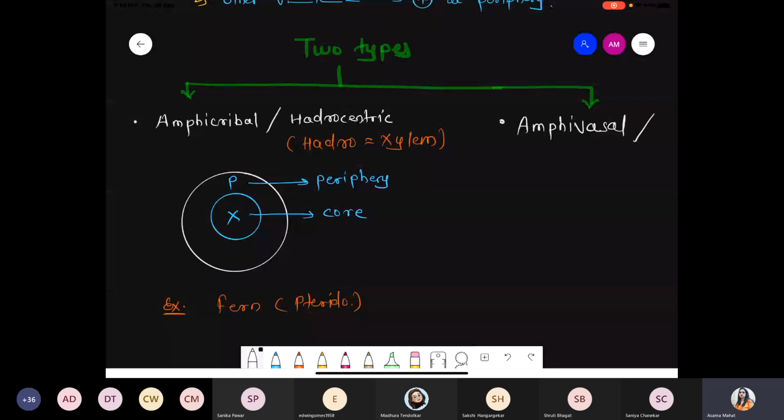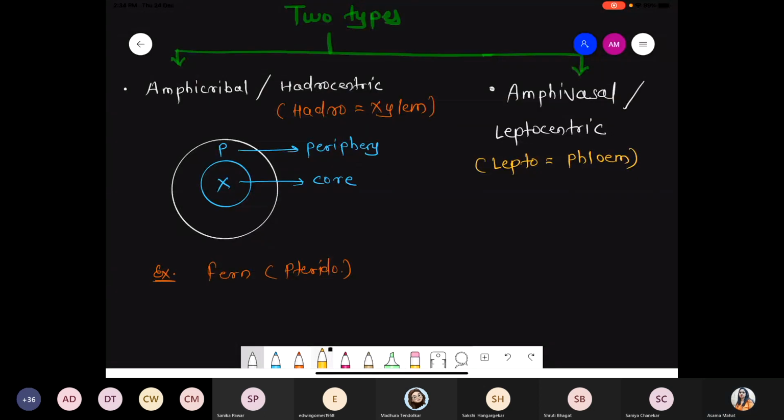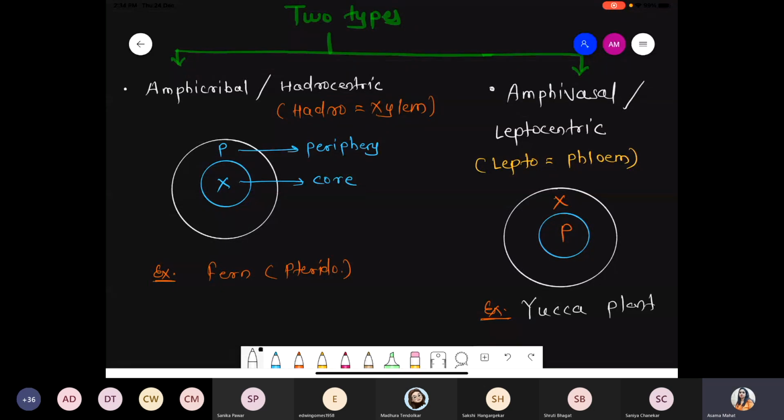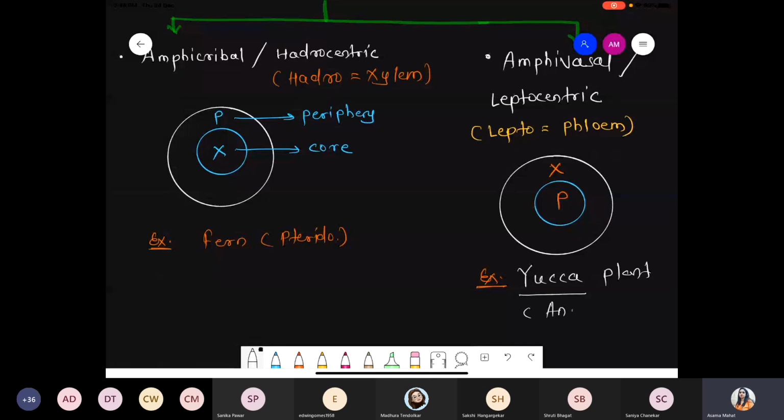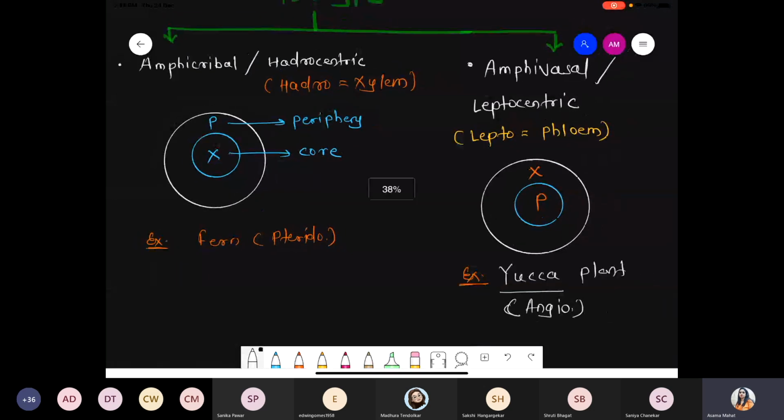Amphivasal is also called leptocentric. The word lepto represents the phloem. So obviously, if we draw the typical structure for this kind of vascular bundle, phloem is present at the center and the xylem is present towards the periphery. Such a condition is present in the yucca plant. हम आगे देखेंगे in next year. Yucca plant is an example of an angiospermic plant. So in a few angiosperms also this condition is present.